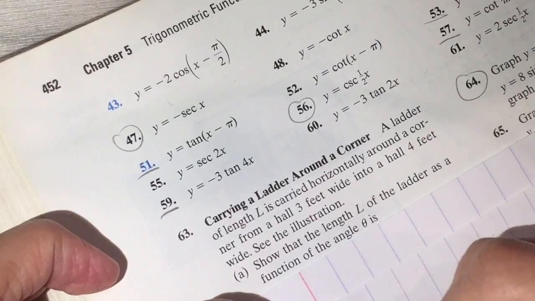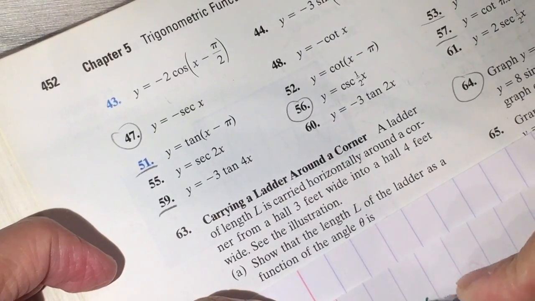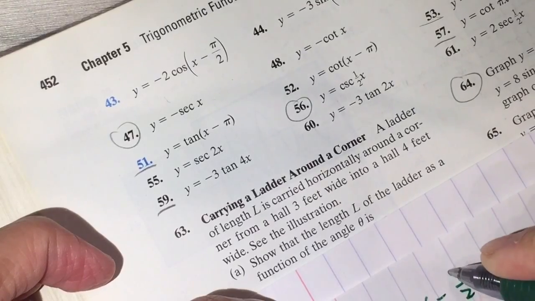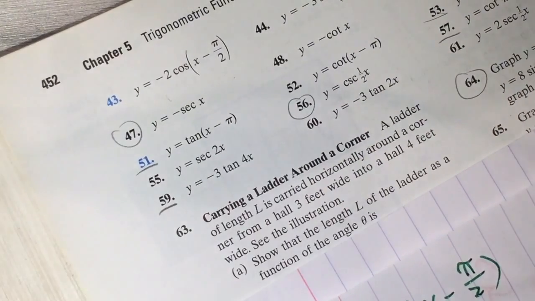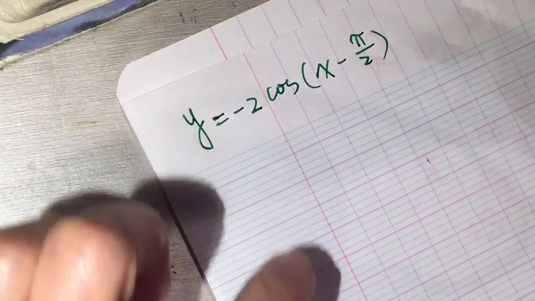y equals -2 cosine (x minus pi over 2). So we start by drawing 1, 2.